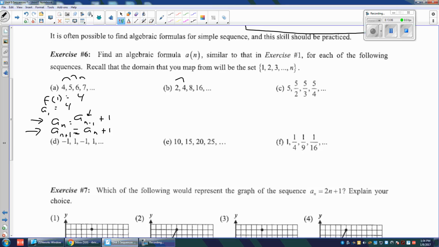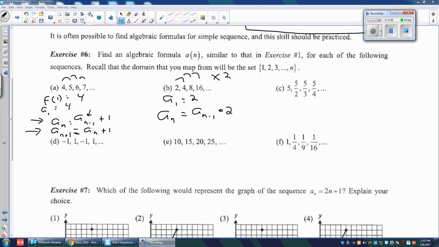What's happening here? We go from 2 to 4, then 4 to 8, and 8 to 16. Looks like the rule is times 2. So the first number, a sub 1, is 2. Any number is the previous number times 2.